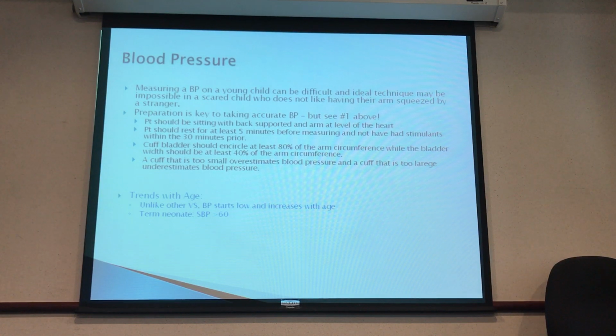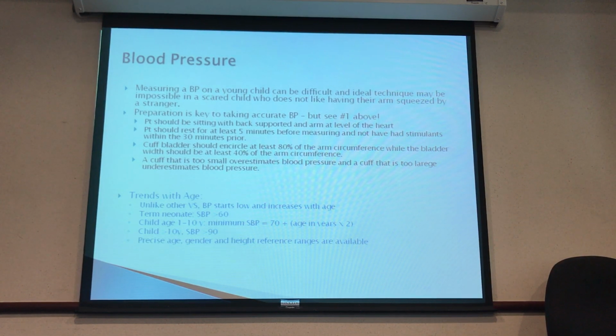So it's kind of general categories. Term neonates, the systolic blood pressure should be above 60. Children 1 to 10 years of age, the minimum systolic blood pressure should be around 70, and 70 plus the age in years times 2. So that little formula we saw. And for children greater than 10, the systolic blood pressure should be over 90.